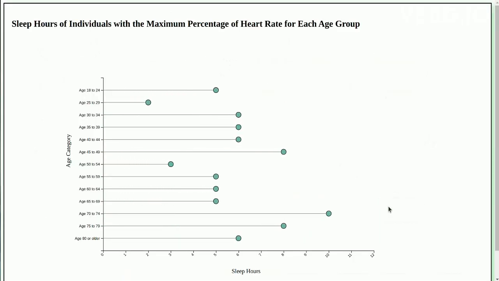This is a lollipop representation of states of individuals with the maximum percentage of heart disease for each age group. Here, each lollipop represents the maximum percentage of heart disease for each age group. The x-axis represents the states and the y-axis represents the categories of age.